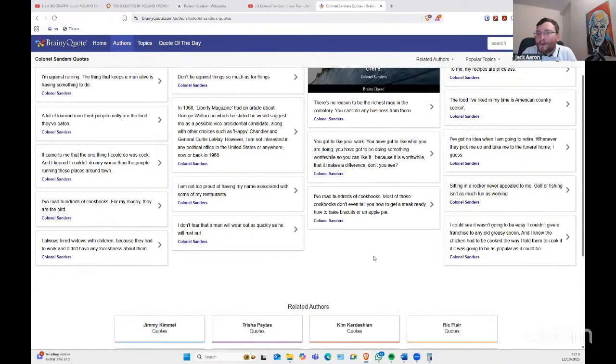I read hundreds of cookbooks. Most of these cookbooks don't even tell you how to get a steak ready, how to bake biscuits or an apple pie. There's a lot of extroverted logic in the judgments that he makes. There's no reason to be the richest man in the cemetery. You can't do business from there. There's a ruthless practicality there.